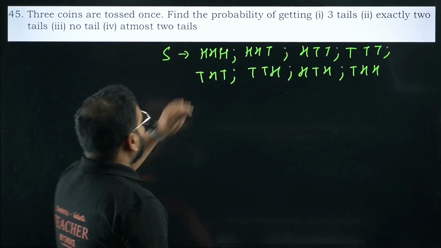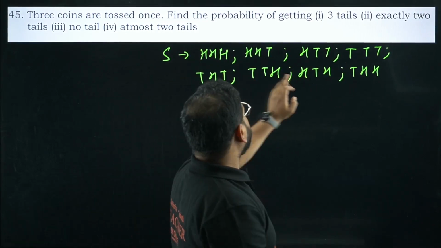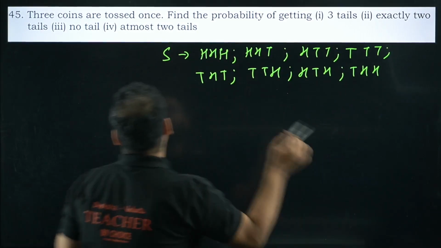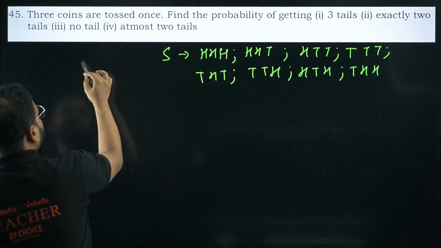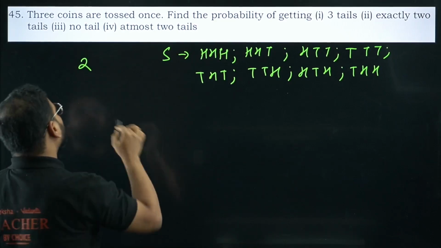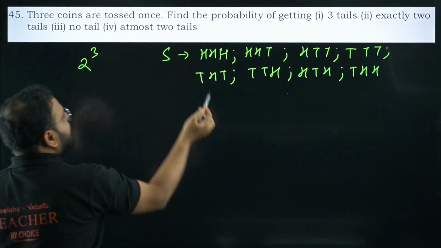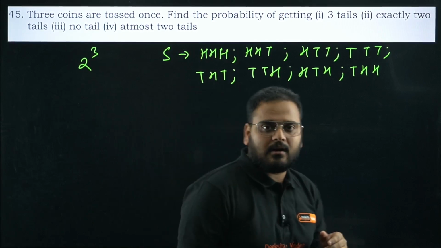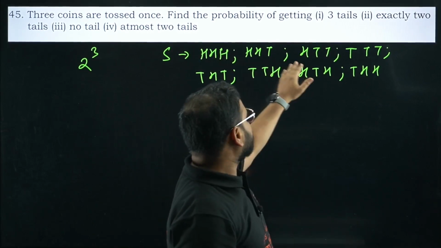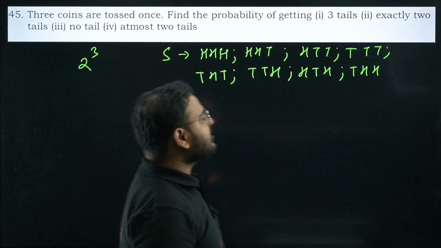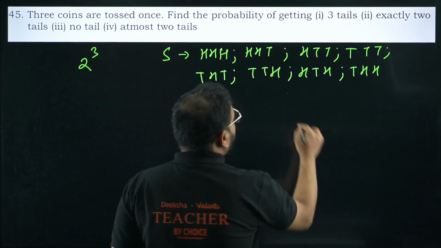I think I've got it. 1, 2, 3, 4, 5, 6, 7, 8. There are total 8 only. How come? Number of possible outcomes in one event is 2, and total number of events is 3. 2 power 3 is 8. So we get a total of 8 outcomes here: triple H, double H, T, and like that. Once we have it, let's check the answers for every part.